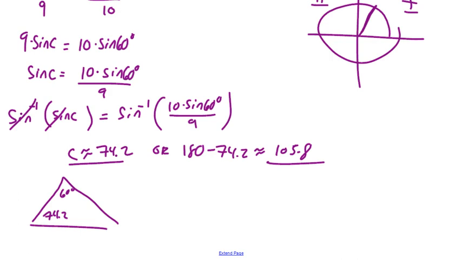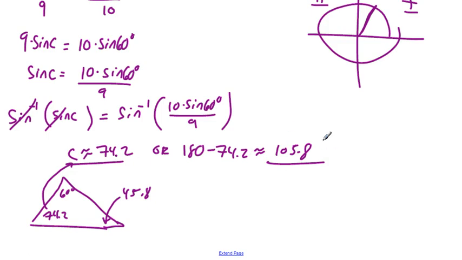Now watch this, because I'm going to show you that it's possible to have two types of triangles here. If I add 60 and 74.2, that gives us 134.2. If I subtract that from 180, this angle right here must be 45.8. That's given that we used 74.2 as our C. But what happens next?